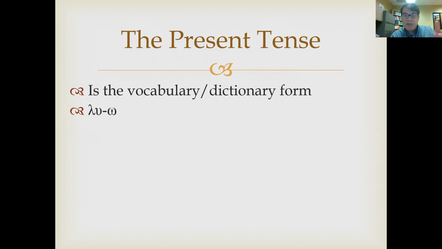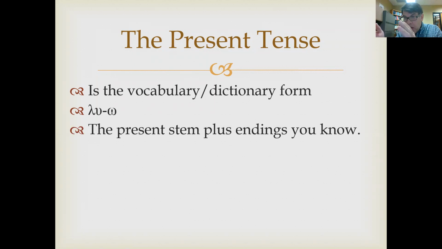The most basic one is this omega ending, which if you've learned Greek at all, means "I." So "I loose," "I am loosing," for example, would be a translation of luo. I loose, I destroy. Great. And so basically, we think of a stem plus an ending. The present stem is the dictionary form stem. It's the basic word without the ending, okay? And so that lu is the present stem of the verb luo.